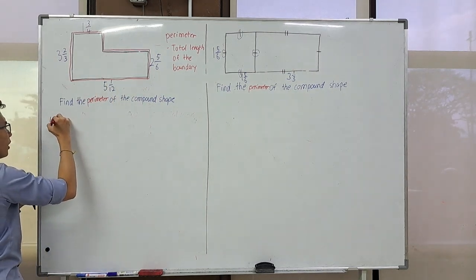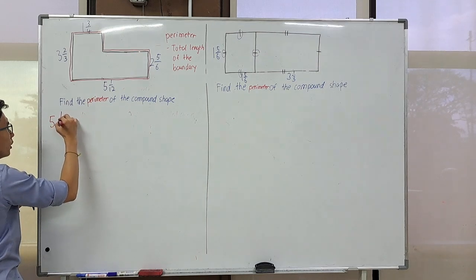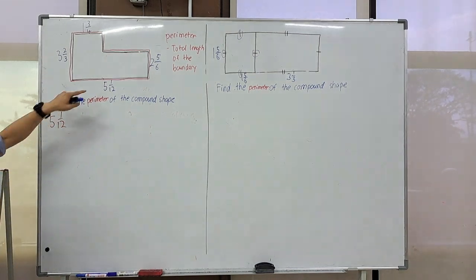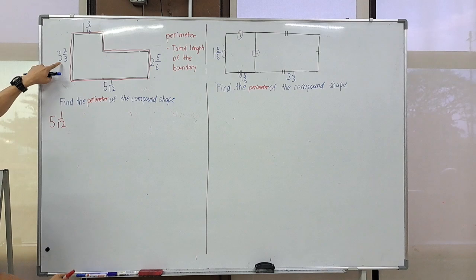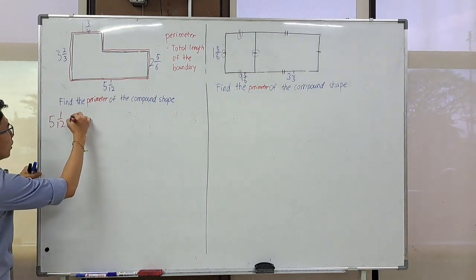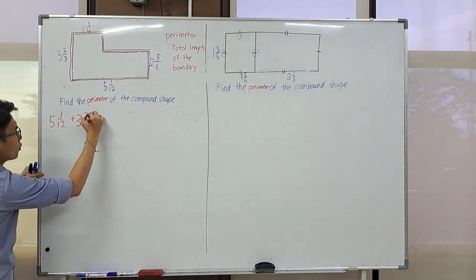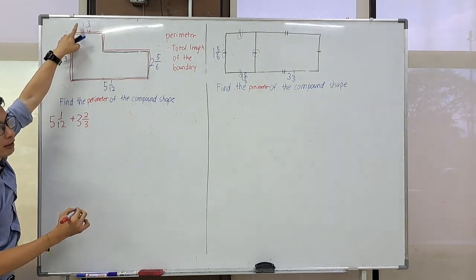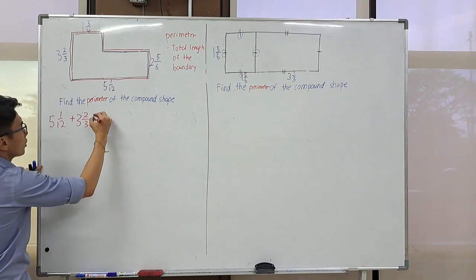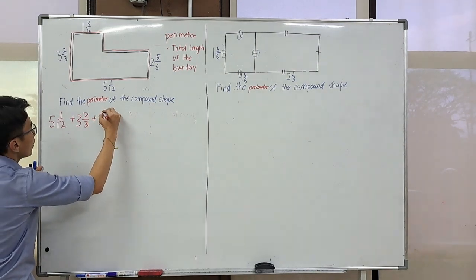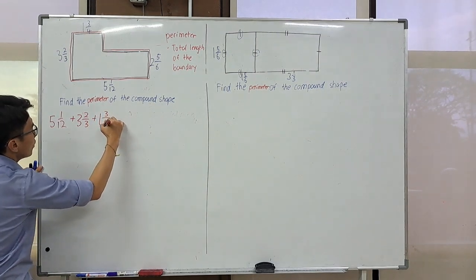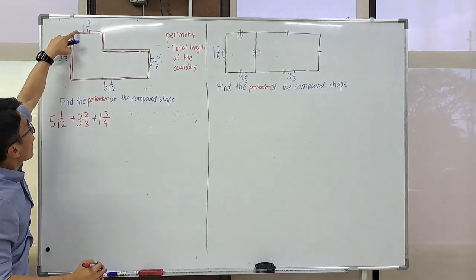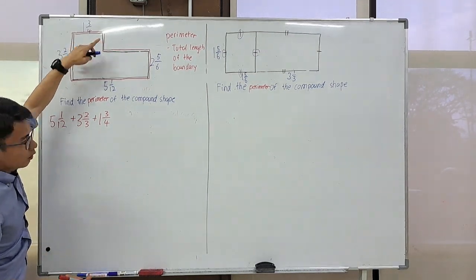So that is going to be 5 1/12. And I'm going to go up now, and this is going to be added with this one. So 3 2/3. And then I'm going to go up over here, and this is going to add up with this one. So this is going to be 1 3/4. And then I am supposed to add with this one.